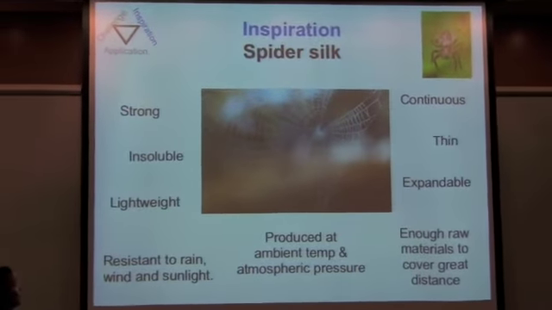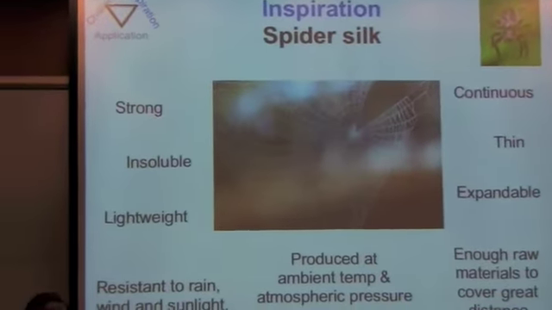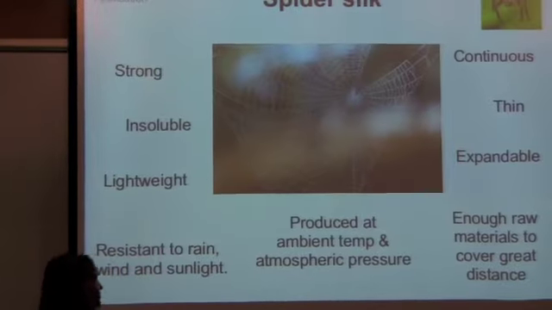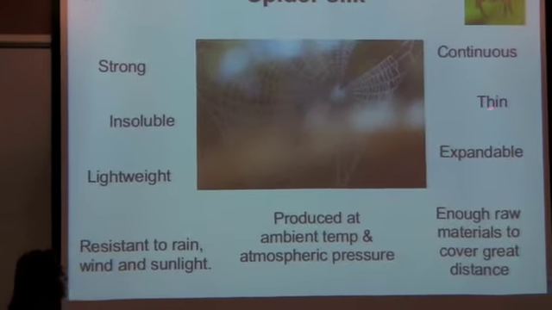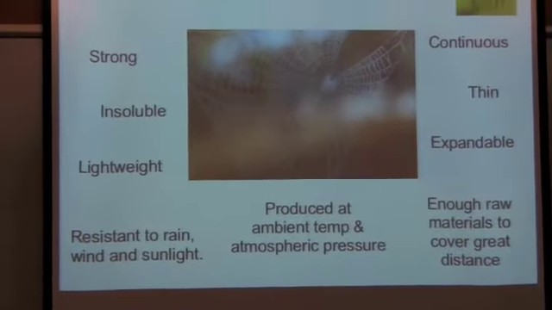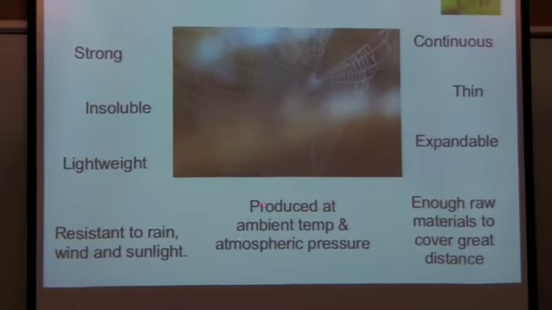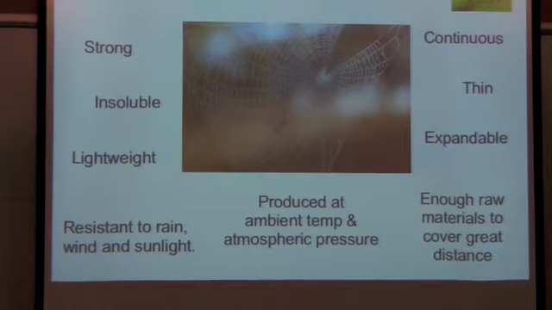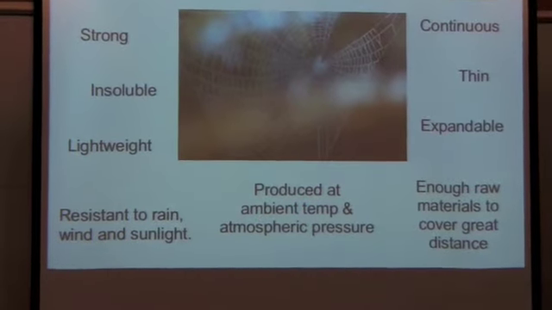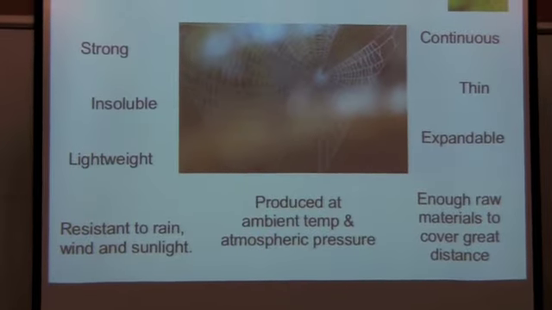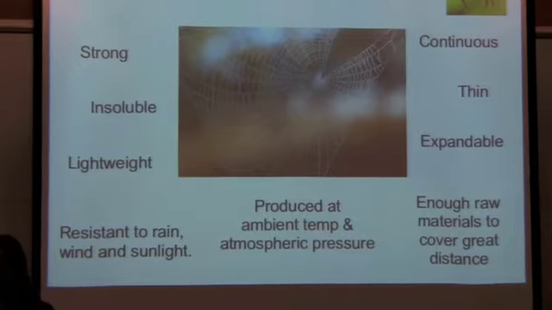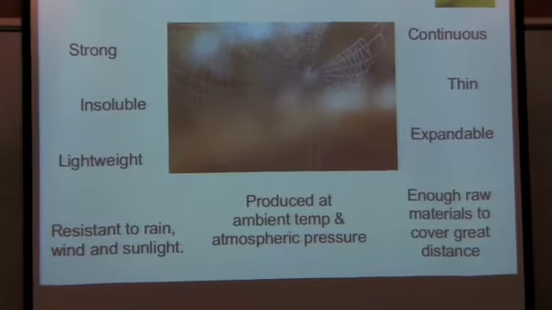Spider silk is very strong, it's insoluble. Even when it rains, it oftentimes just hangs on. It's continuous, thin, it can stretch a little bit, it's lightweight, and it is produced at ambient temperature and atmospheric pressure with just a few components, just a few elements. How do they do this?